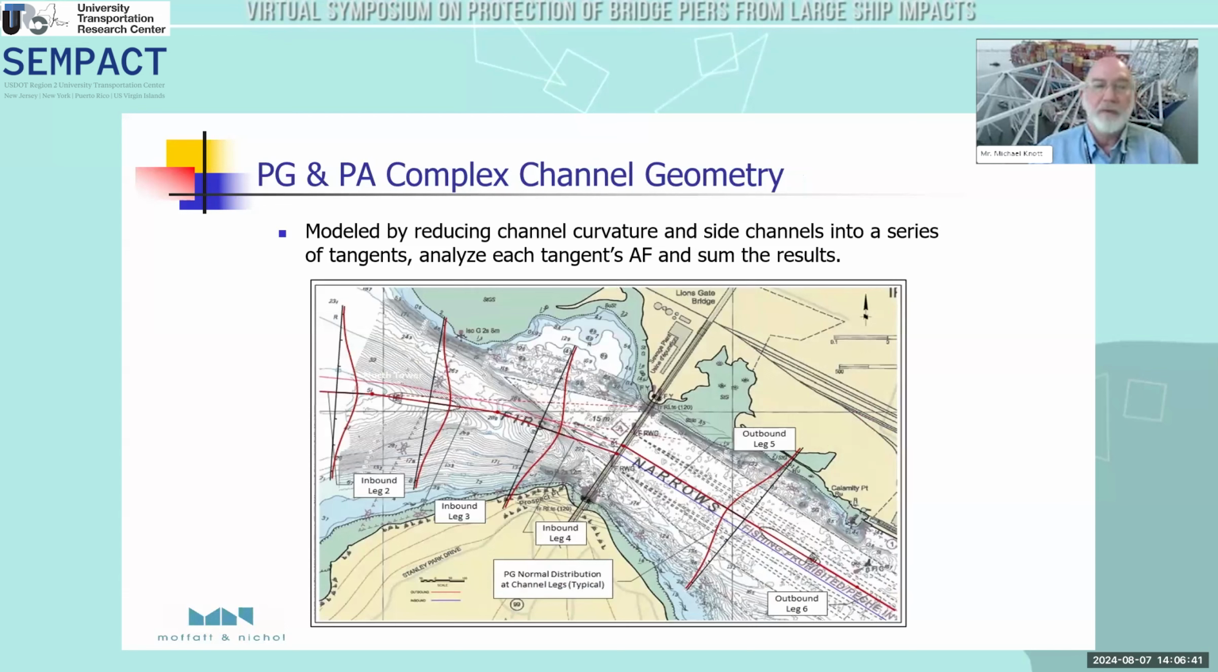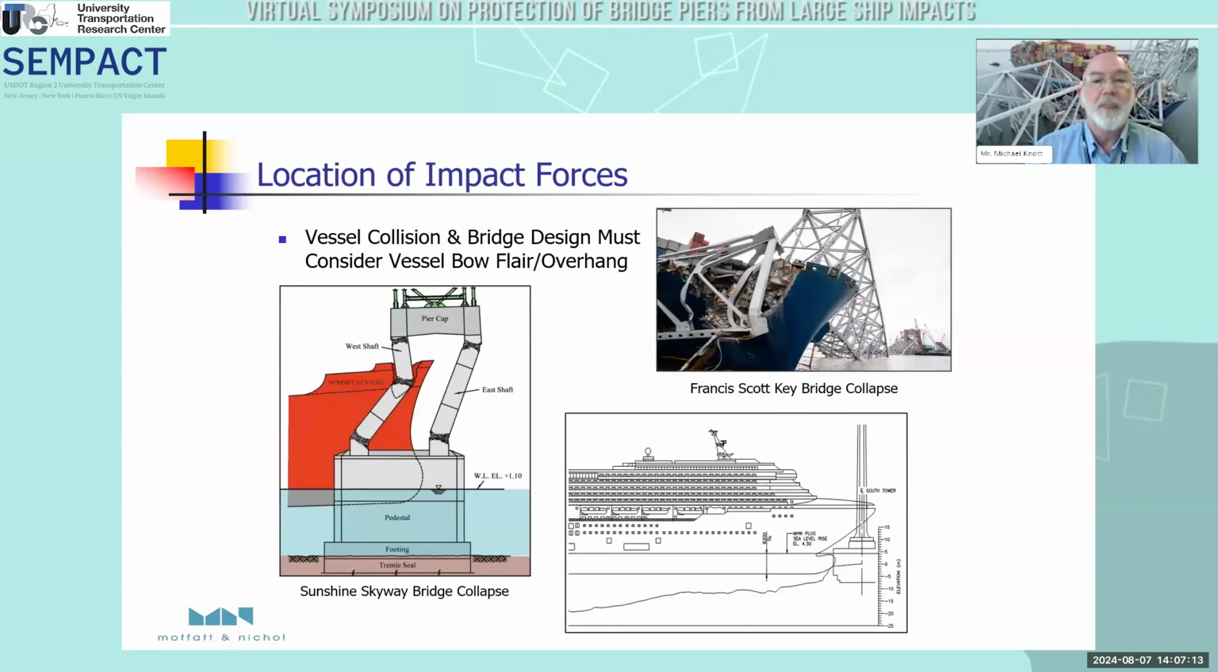Another example of a bridge: on the inbound side on the left, you can see a series of straight segments. So this is breaking the vessel transit path into some tangents. Each of those tangents has its own vessel, its own normal distribution and how it might impact a bridge pier. The outbound vessels in this example are on a straight. And this is also an example of two-way traffic where the normal distribution is on the center line of the vessel, not on the center line of the bridge.